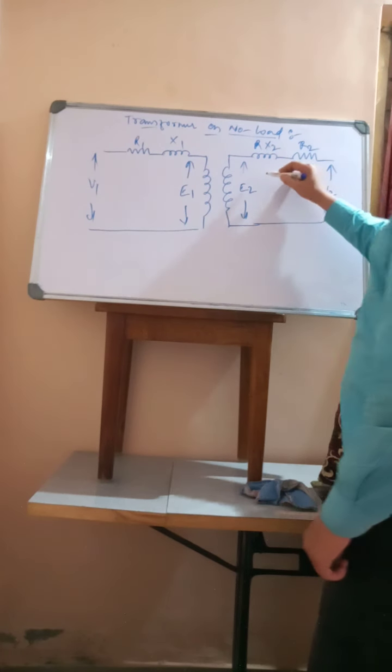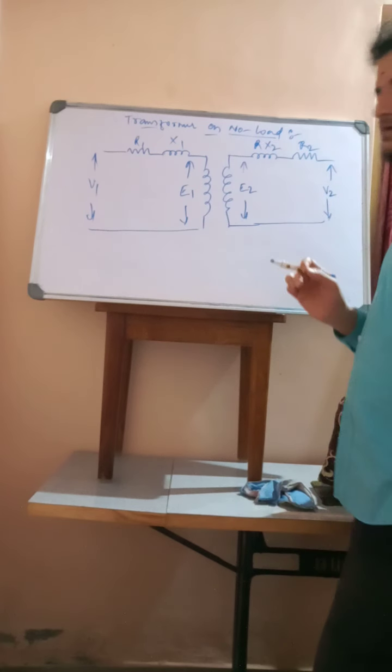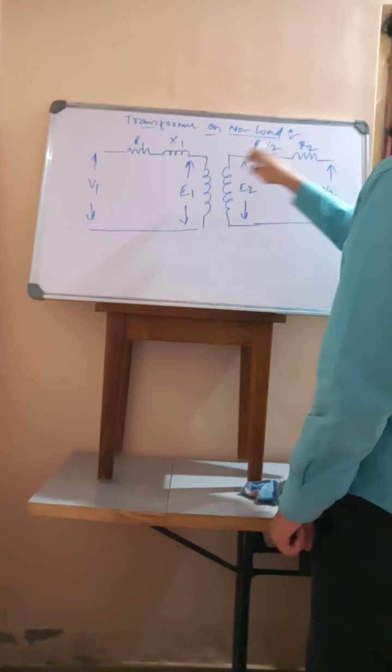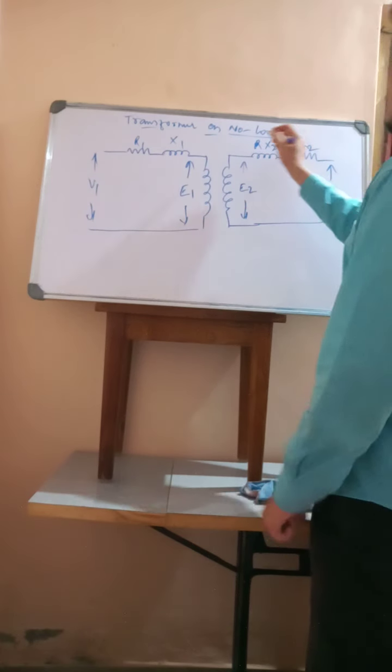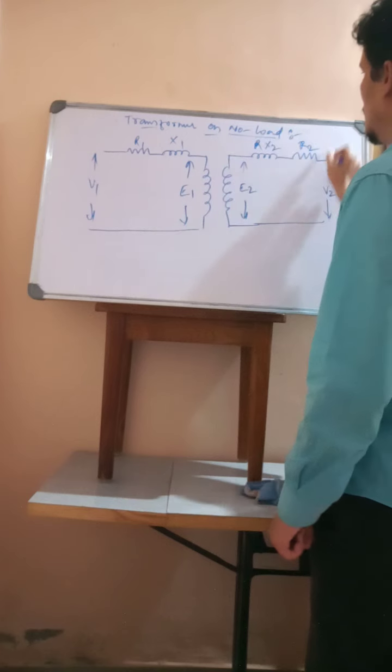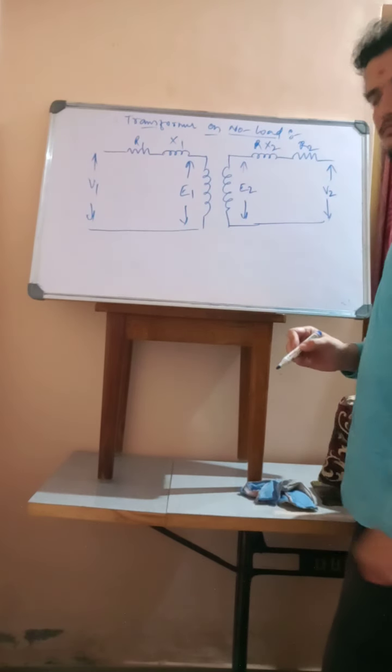When it is open circuit, if you apply KVL here, E2 must be equal to V2 only, because no current will pass through it. If it is an open circuit, no current will flow here. If no current flows here, there is no drop here. Due to that, E2 is equal to V2.